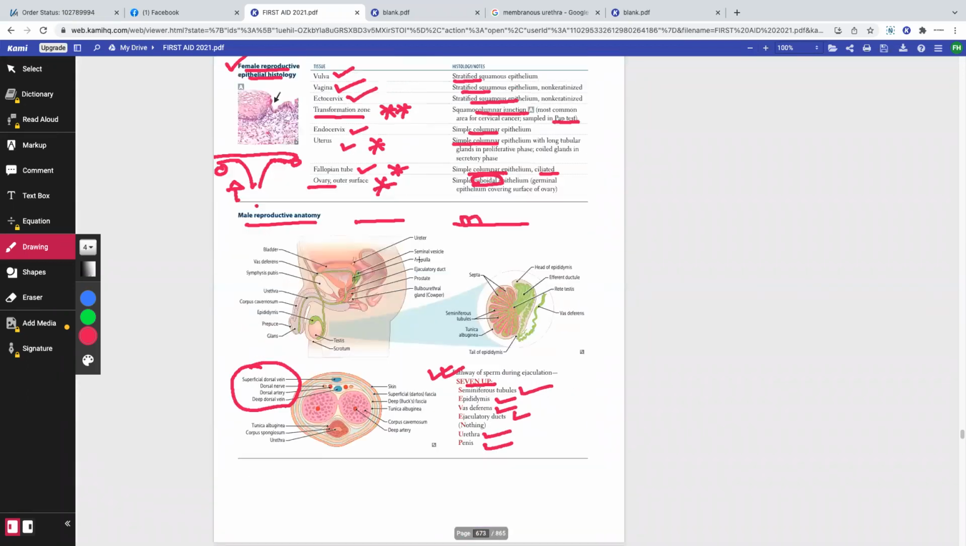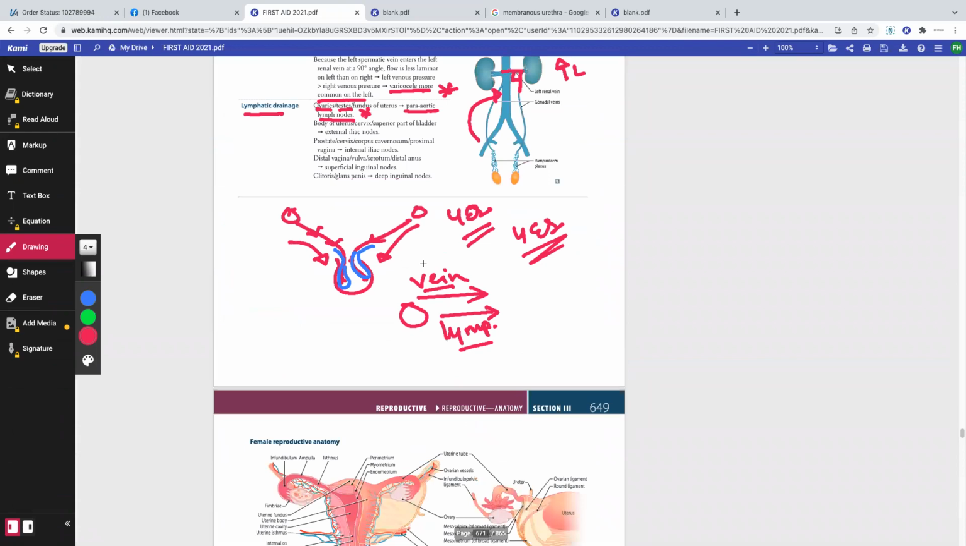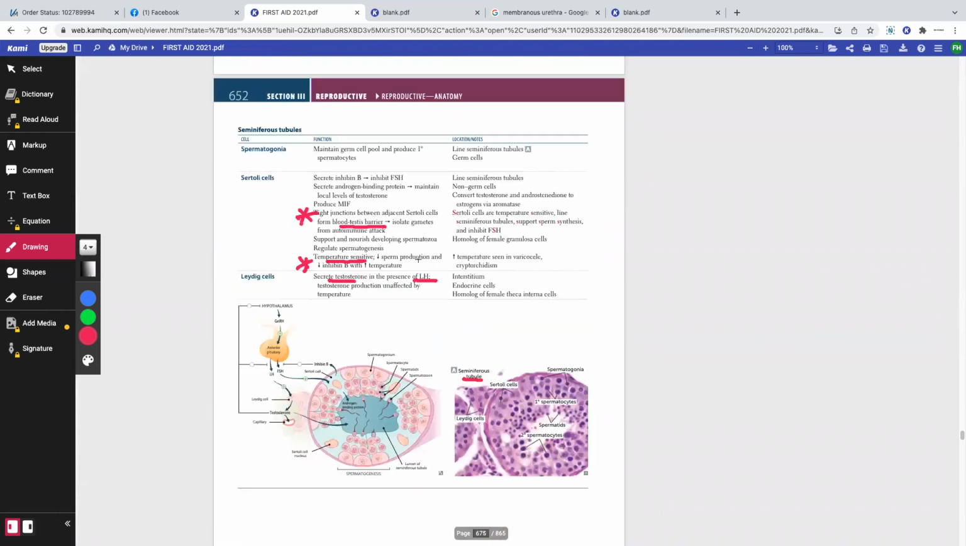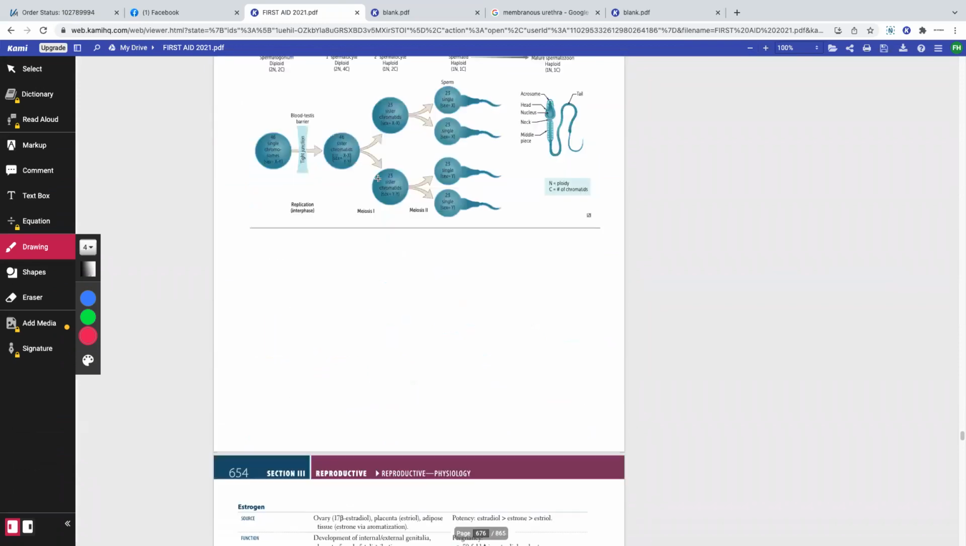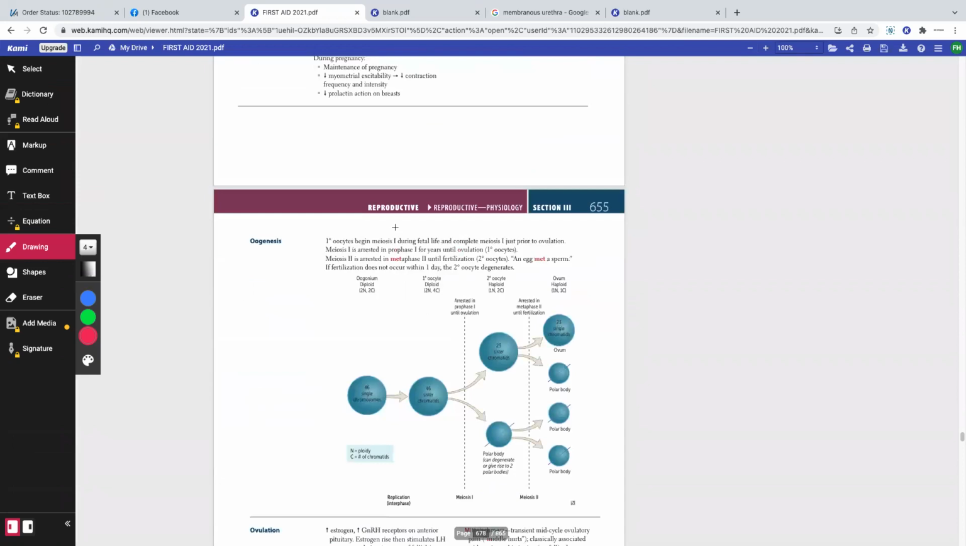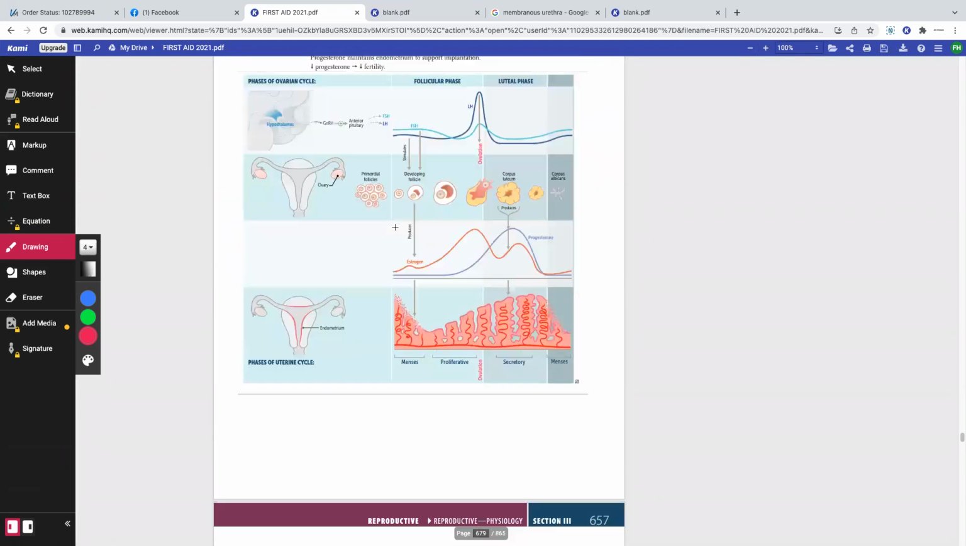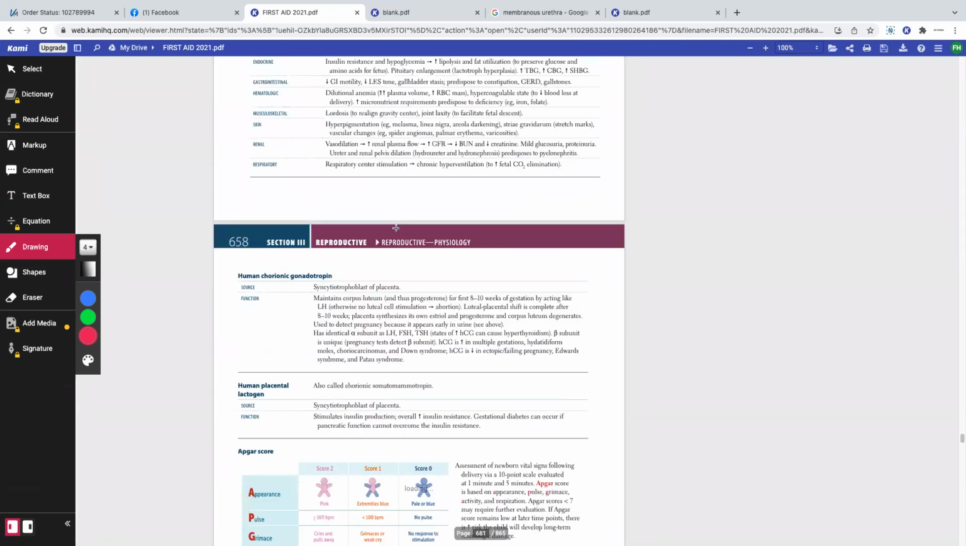Did we understand the seminiferous tubules? Yes or no? Okay. So which cell stays inside the seminiferous tubule? Sertoli cell or Leydig cell? Fast answers, please. Which cell stays outside? Sertoli cells or Leydig cells?